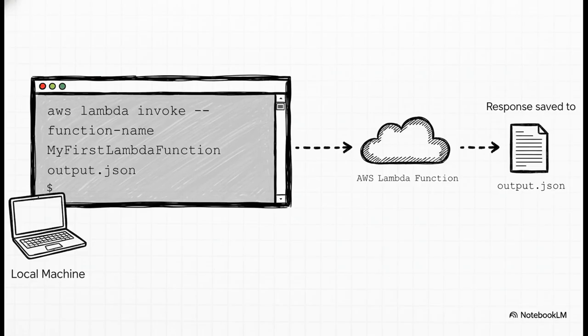Okay, console test passed. Now for the real deal. Let's trigger this from our own command line. All you need to do is run this command in your terminal. This tells AWS to invoke our function by its name, and then, this is cool, it saves the response into a new file called output.json right on your machine.